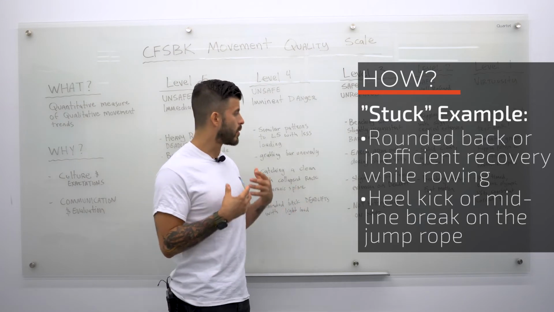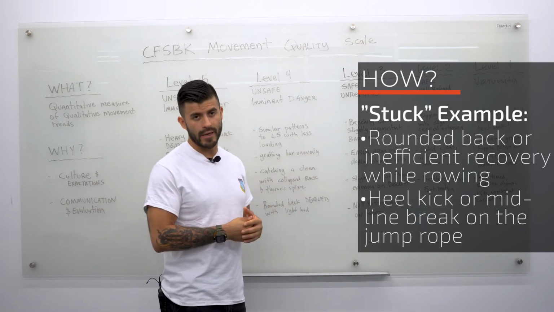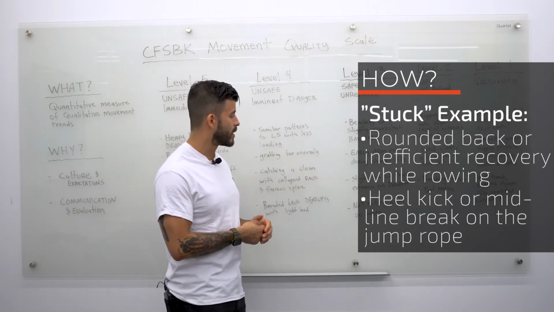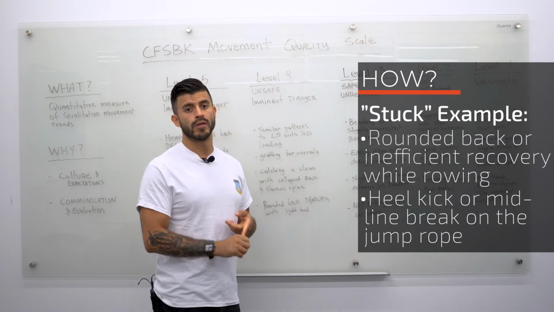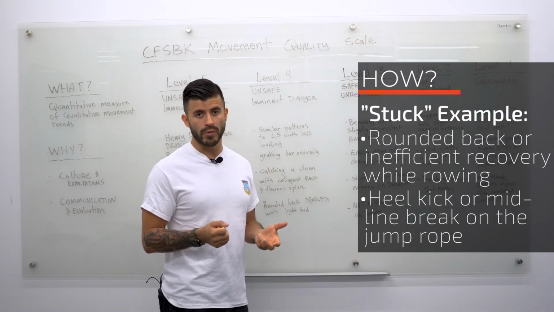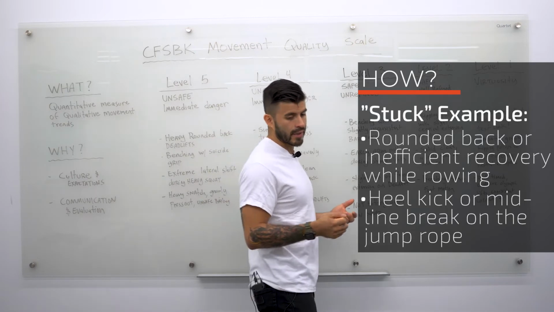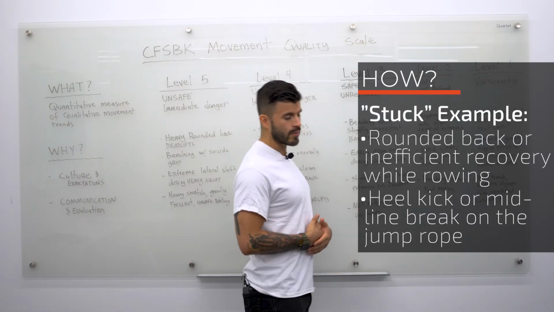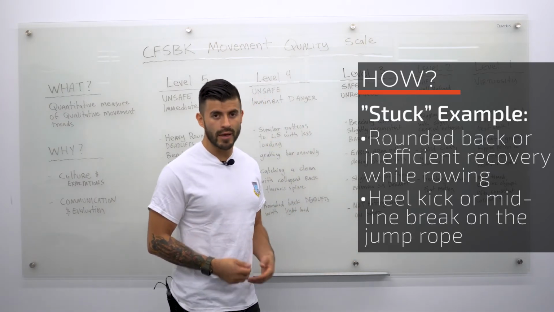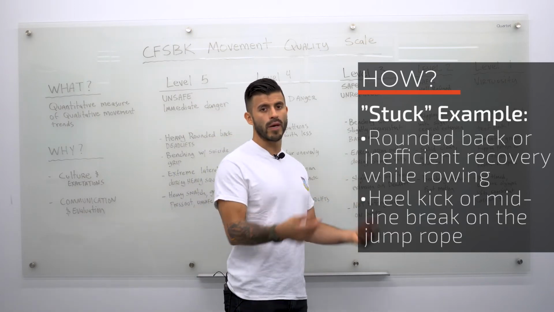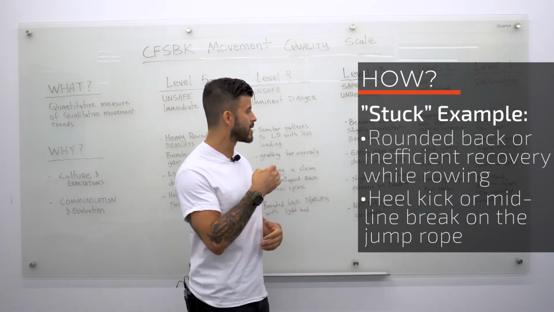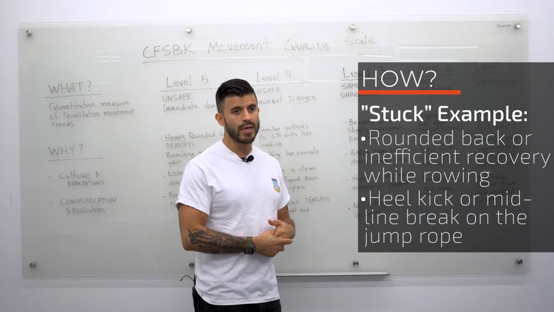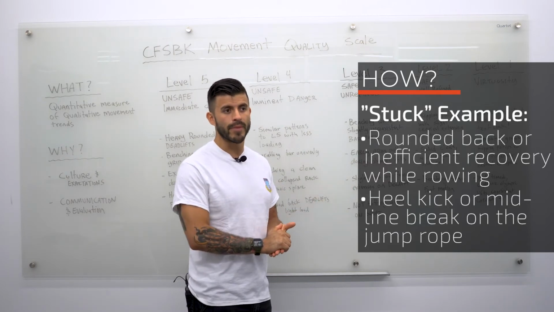But again, we don't want to turn a blind eye to that unsafe or that unrefined but safe movement. Another example is jump rope. People will get really good at jump roping really inefficiently. You'll see them kicking their heels up, maybe breaking somewhere at the midline, overextending, overusing their arms, and getting away with it. And when someone has the ability to do it consistently, we might be like, all right, well, that's good enough for them, and then we're going to move on.